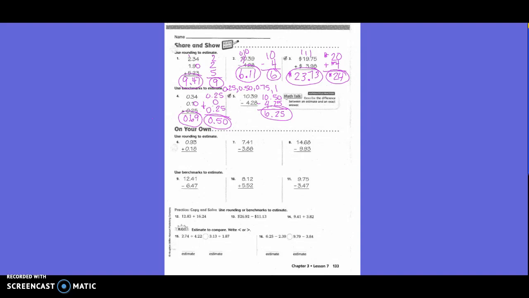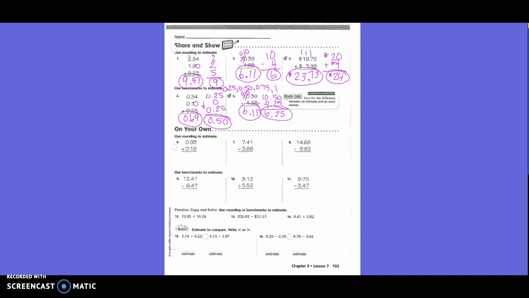Let's actually work it out. What do I do first? Bring down my decimal. 9 minus 8 is 1. 3 minus 2 is 1. This becomes a 10. This becomes a 0. 10 minus 4 is 6. So is 6 and 11 hundredths close to 6 and 25 hundredths? Yes. Okay, so you guys will do 6 through 11 on your own.